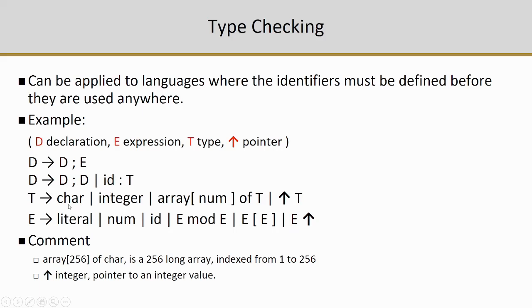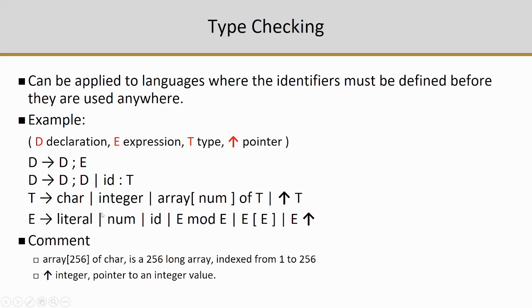In this example, type can be character, integer, array num of T, where T is a type again, or an upper row T. In this case, the array is an array where the number specifies the number of elements and T specifies the type of the element, so each element has the same type and there is a number of them, and the upper row T is a pointer to a value which has the type of T.